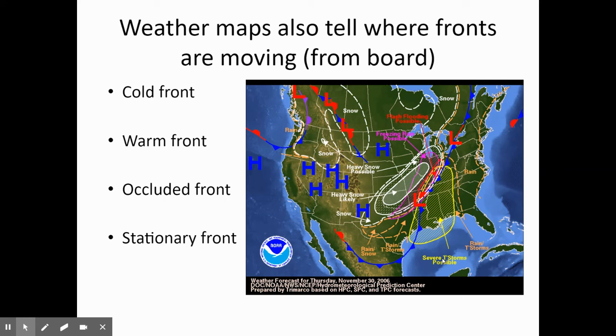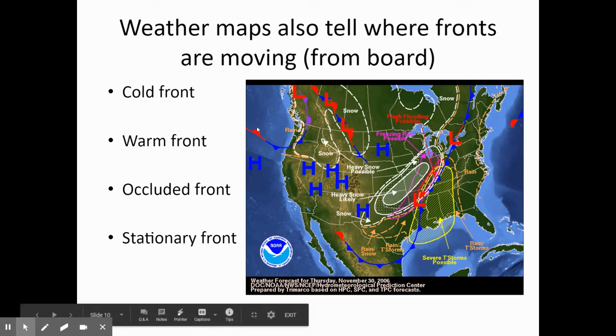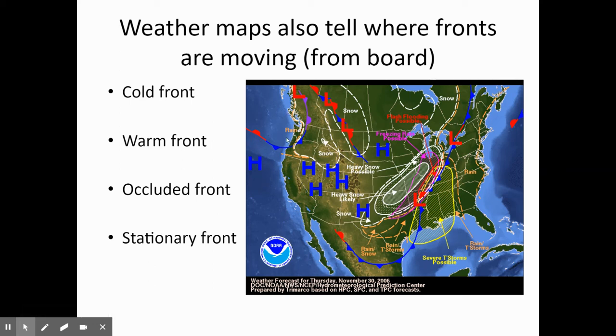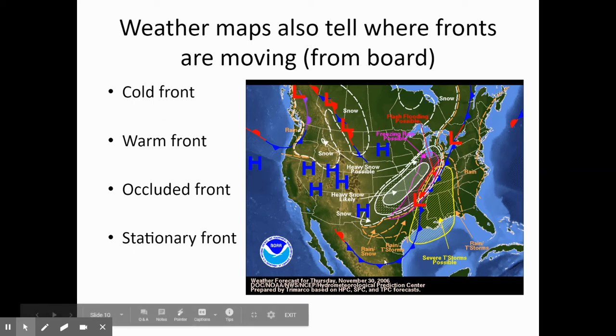Weather maps also tell us where fronts are moving. So again, I mentioned this warm front is moving in this direction. This will be the warm front over here. This cold front is moving in this direction. Okay, the cold air is over here. We have an occluded front here. There's a stationary front. Okay, so the warm air will be on this side. The cold air will be on this side, as they move past each other. Cold front, it's moving this way, moving down.